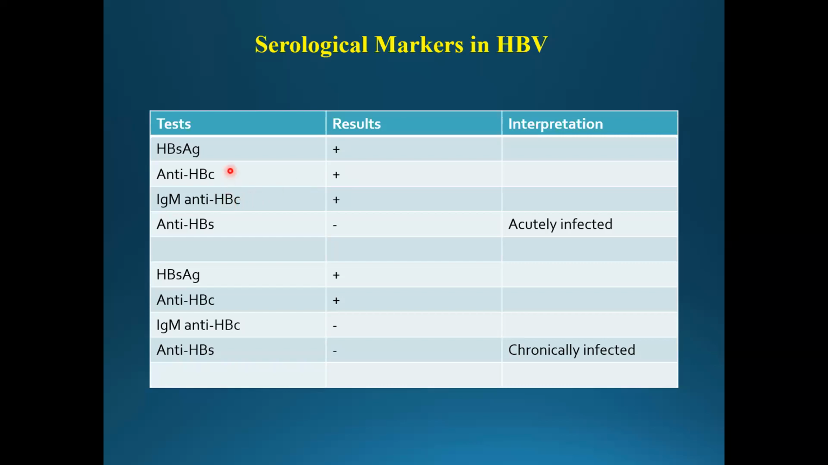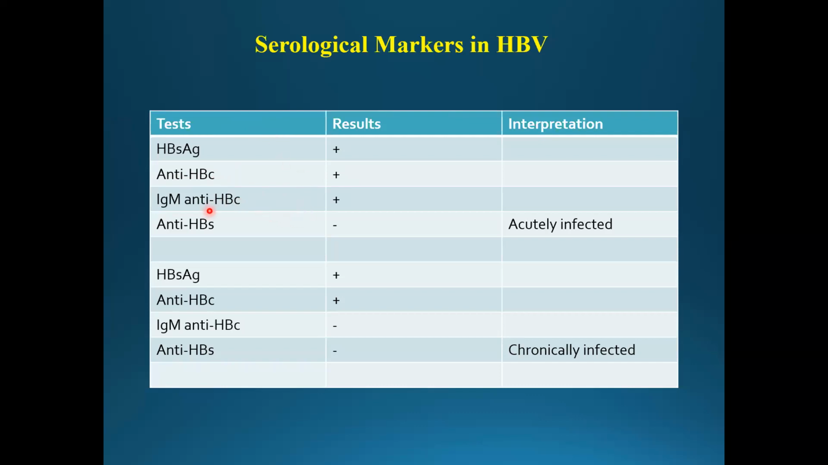But then you fractionate the core antibodies, because the antibodies against anything really are made up of either IgM or IgG. IgM will be your clue that this is a recent infection. If it is only IgG, that tells you that this is a remote, old infection. And with the presence of the surface antigen, that tells you that the patient is chronically infected.